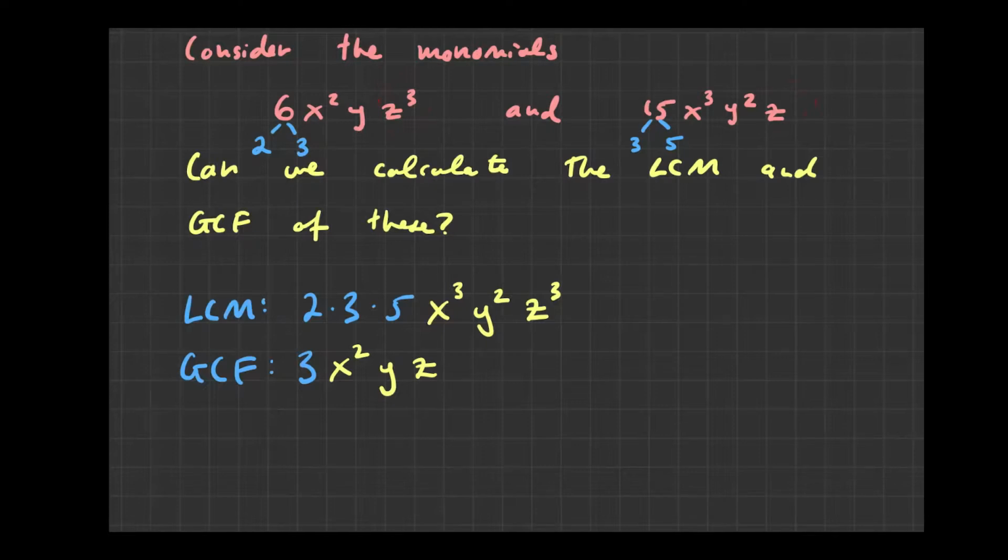Okay, so the LCM is going to be, well, let's simplify it a little bit. There's not really much to do to simplify it, but I would like to turn this into a single number. So 2 times 3 times 5 is 30, last time I checked. So I've got 30 x cubed y squared z cubed. And the GCF is 3 times x squared times y times z. Okay.